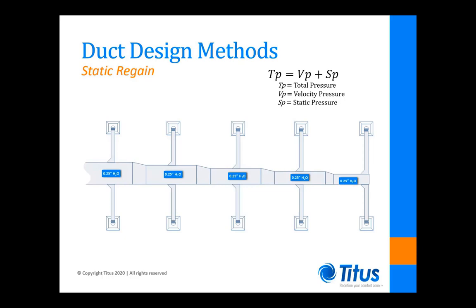The static regain method, as its name implies, simply regains static pressure lost due to frictional losses from the ductwork and fittings. The total pressure in the ductwork, TP, equals velocity pressure plus the static pressure. So by reducing the velocity pressure, static pressure is regained. This is accomplished by simply reducing the air velocity in the duct. This results in an equal pressure along the entire duct length. This duct sizing technique can take longer to perform than the equal friction method, but there are software tools to help speed up this process.